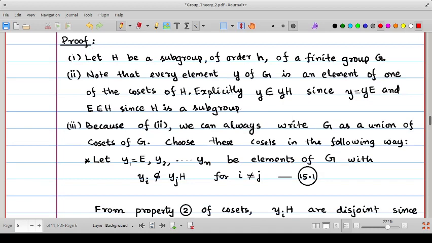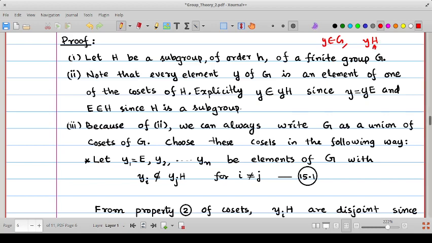So, the proof of this theorem. H is a subgroup of order |H| of the finite group G. Now we note that every element of group G is in one of the cosets of H, and that's because of the following. For any element y of the group G, we can construct the coset yH, obtained by multiplying y with every element of the subgroup H.